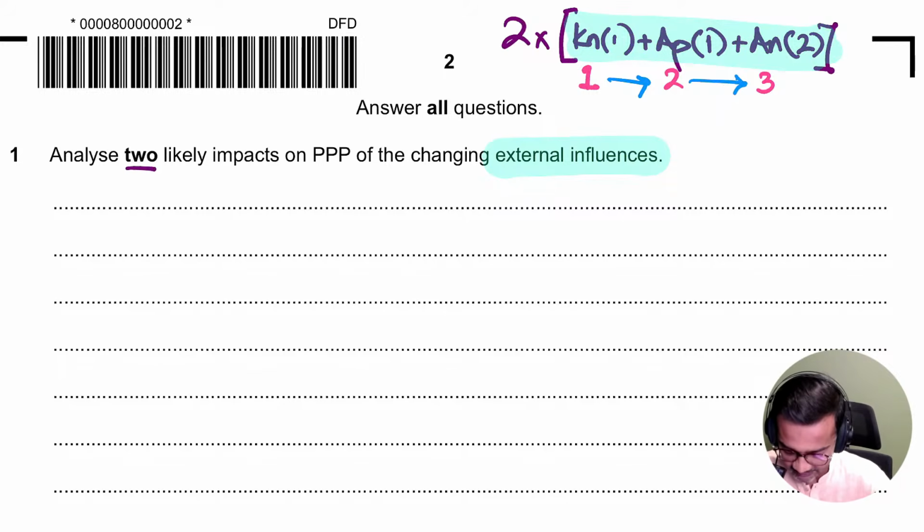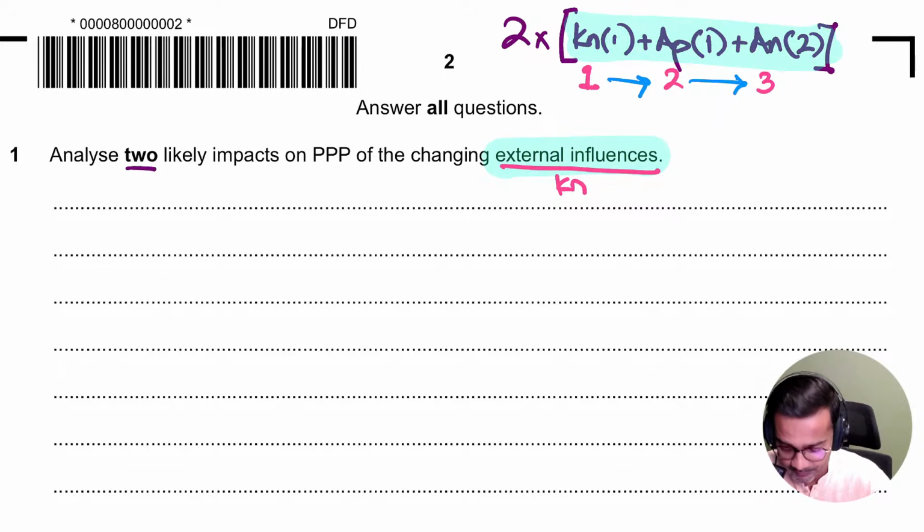single line business definition. Okay, and when I look at this question, which is analyze 2 likely impacts on PPP of the changing external influences, the only concept that appears here is external influences. So as long as I talk about external influences in my answer throughout it, I will get my marks for knowledge, and there are 2 marks for that, and that's the first 2 lines of each paragraph. Okay, now you can write the definition, and if the definition is there, it will maximum get you 1 mark. But to get 2 full marks, you need to make sure that each paragraph starts with the right knowledge point.